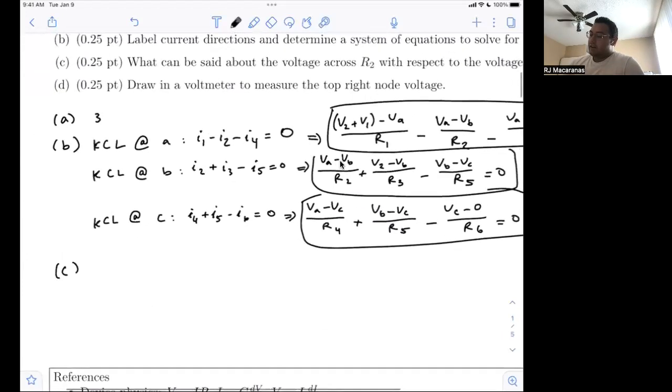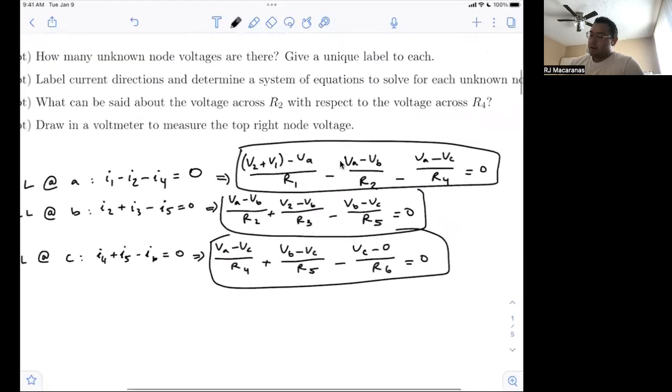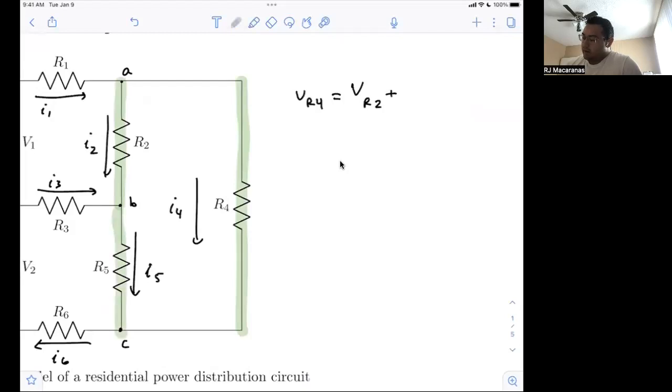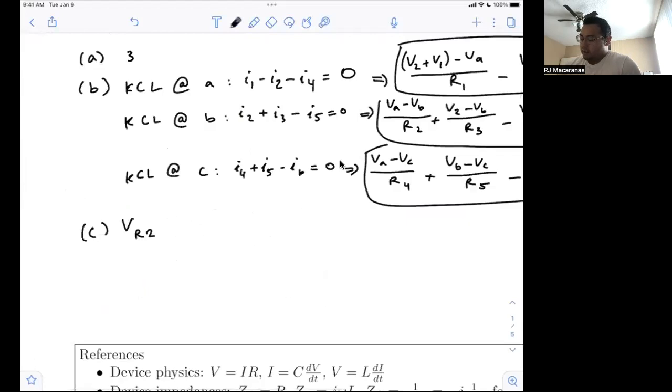So moving on to part C, it says what can be said about the voltage across R2 with respect to the voltage across R4. So if we take a look at this diagram, VR4 is from A to C, and VR2 is from A to B. So actually VR4 is equal to VR2 plus VR5. So clearly VR2 is less than VR4.